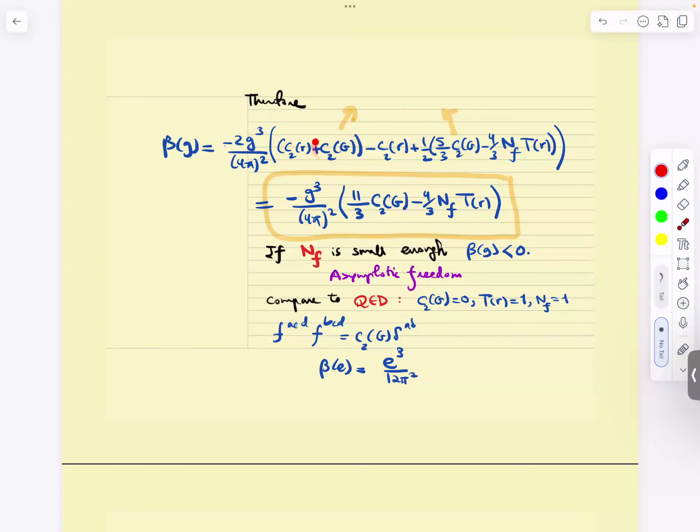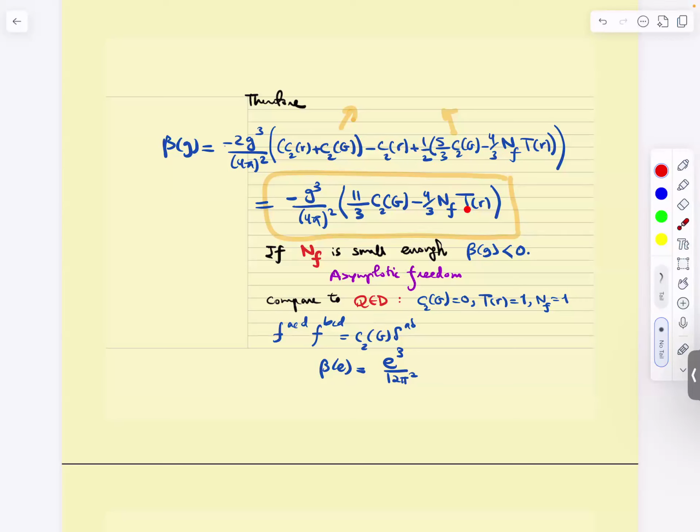This is the adjoint representation of the gauge field. This is N, for SU(N). And then C2 of R is whatever representation the fermions transform in, minus C2 of R plus half, 5/3 of C2 of G, plus minus 4/3 N_F T of R. These guys cancel, and we're left with this. So notice, minus g cubed over 4 pi squared, 11/3 C2 of G minus 4/3 N_F. N_F is the number of fermions that run in the loop. It is pretty clear where this term comes from: it comes from the fermions running in the loop, T of R.